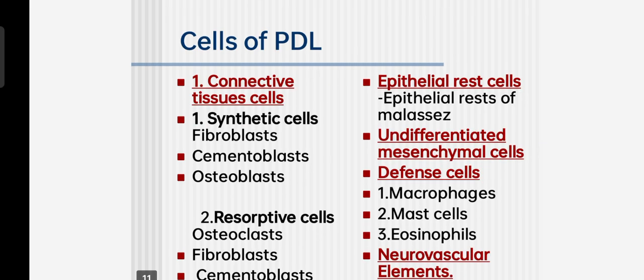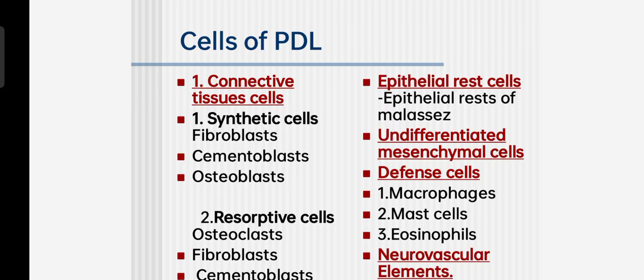Cells of PDL. Just because the PDL is made up of collagen fiber, the most abundant cell will be fibroblast, because fibroblast has the capacity for either formation of collagen, or destruction of collagen, or repair of collagen. So whenever there is formation of collagen, fibroblast will be there, or if we talk about repair, then also fibroblast will be involved, and if degradation of collagen will be there, then also fibroblast will be responsible for that. So that is why the most abundant cell is fibroblast.